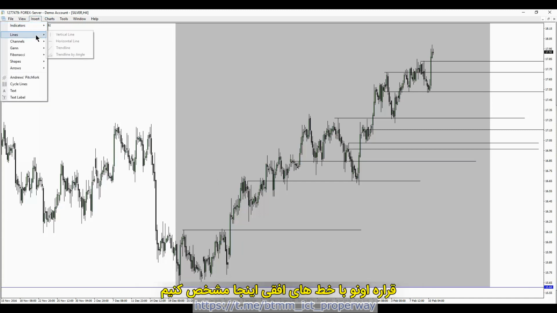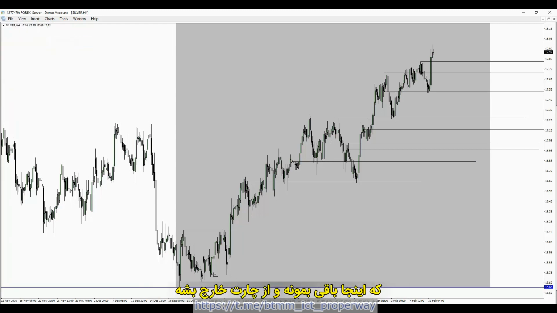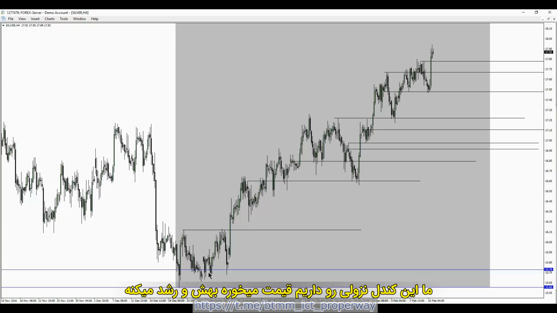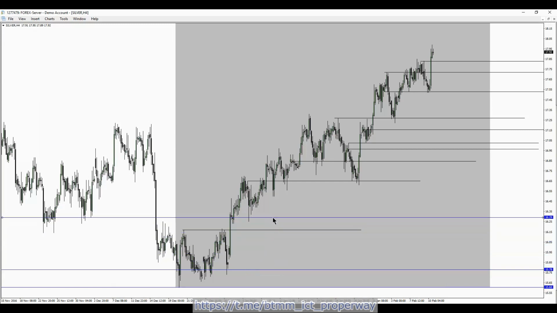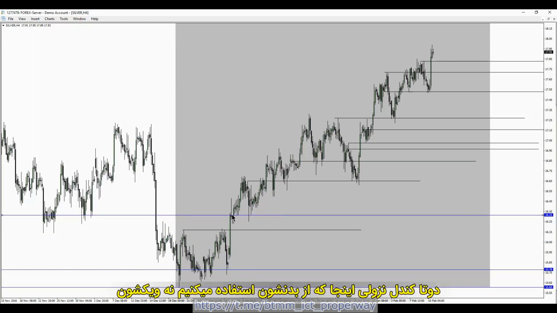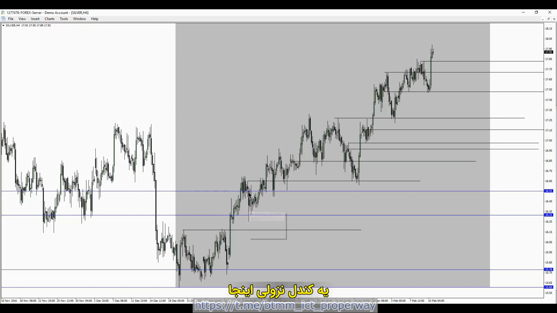We're going to put it with horizontal lines in here so it just stands out and pops off the chart. We have this down candle, price hits it, rallies. Two down candles in here using the bodies, not the wick. Hits it, rallies. Down candle right in here. Hits it, trades away, creates a new high.